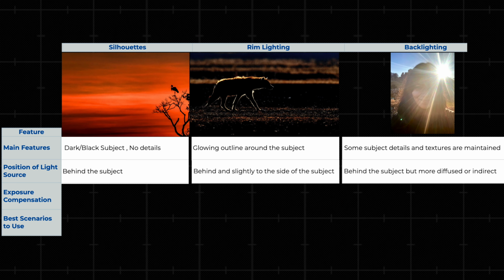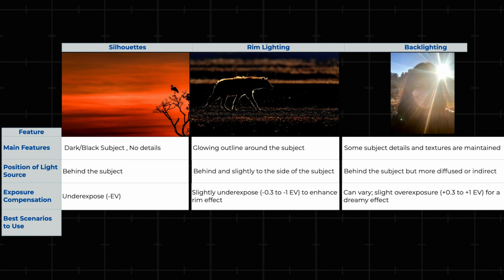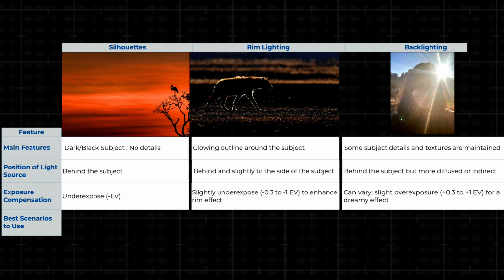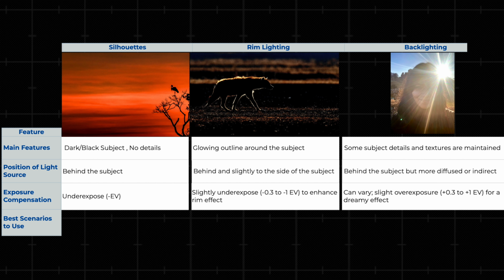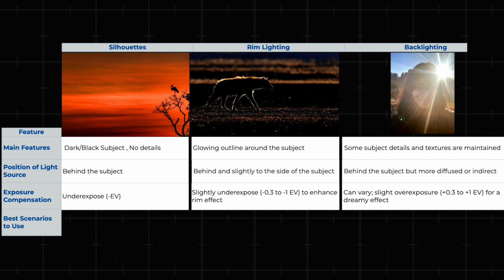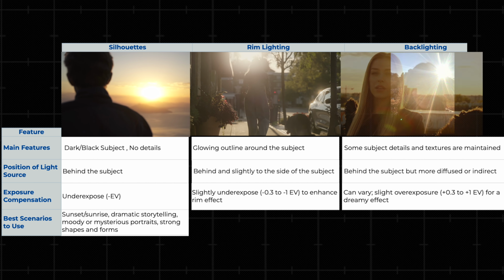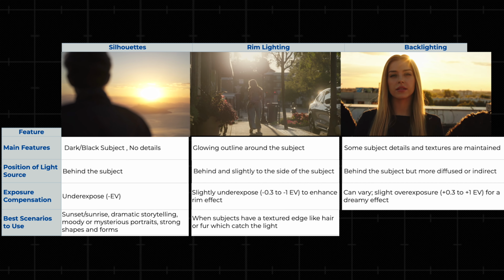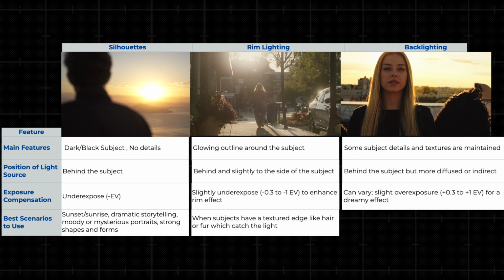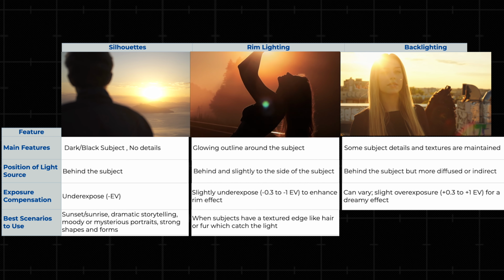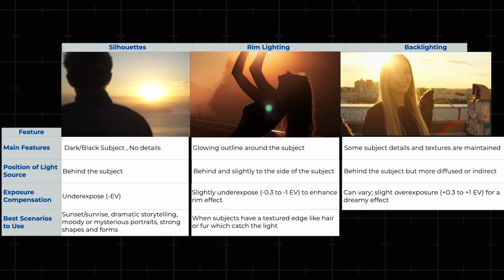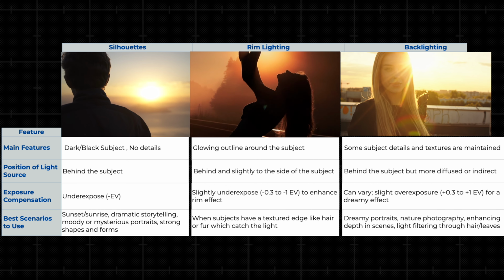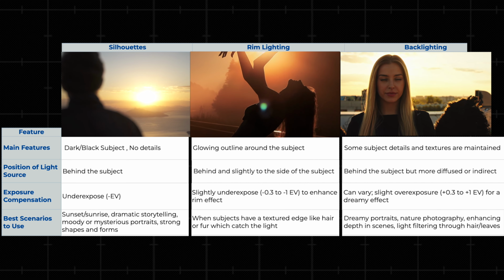For both silhouettes and rim lighting, we need to underexpose. But for backlit images, we need to dial in a positive exposure compensation to get some of those details of the subject. Sunrise and sunsets provide an excellent opportunity for silhouettes. Rim lighting also works well in harsh light. It is accentuated further when the subject has a textured edge like hair or fur that catches the light beautifully. Backlighting works well to create some dreamy portraits.